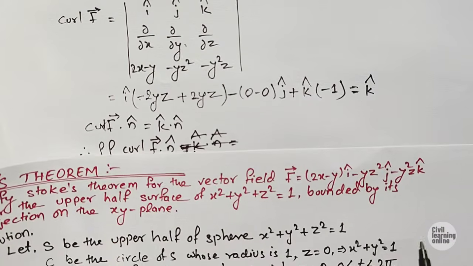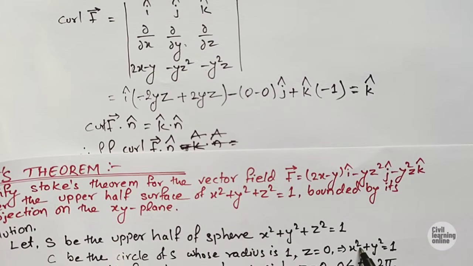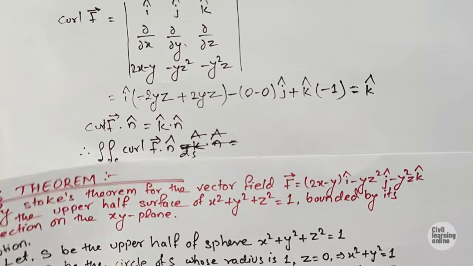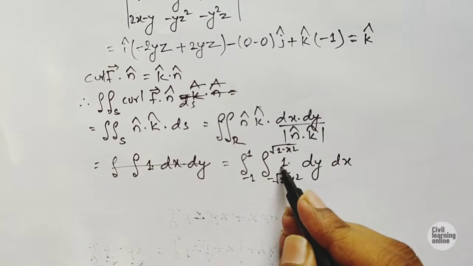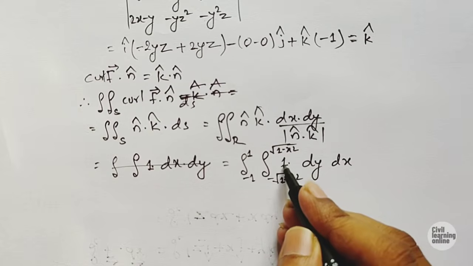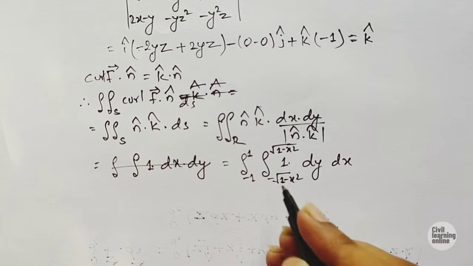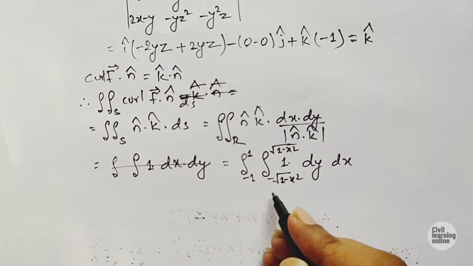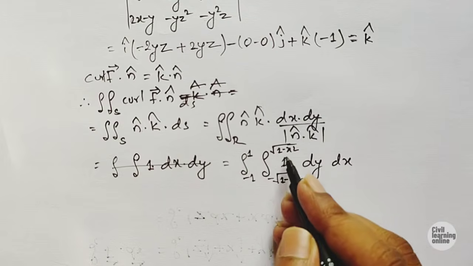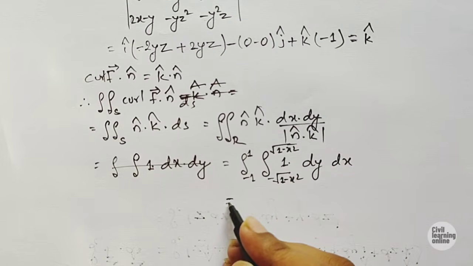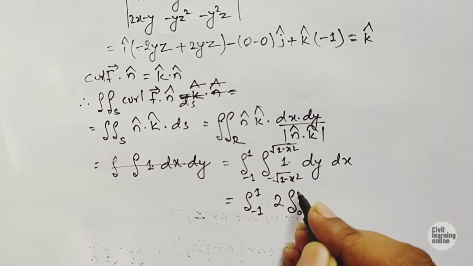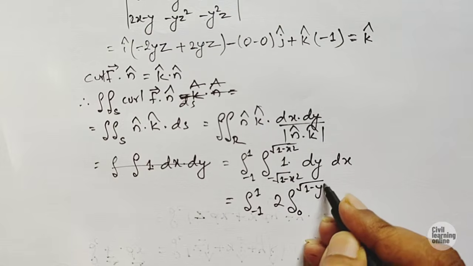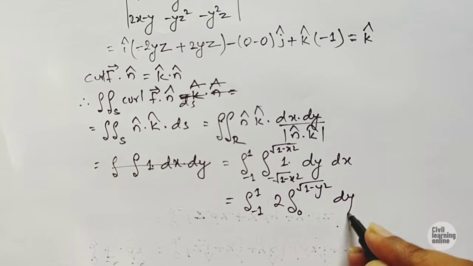For the integration in terms of x, if we put y equals 0 here, then we will have two values of x, plus 1 and minus 1. So here we will have minus 1 and 1. Now we have the same limits twice, and here the integrand is 1. Integrating this 1 with respect to y, we will have y, and we can rewrite this as 2 times the integration from 0 to root under 1 minus x square, dy dx.